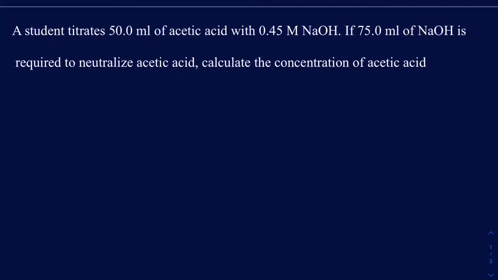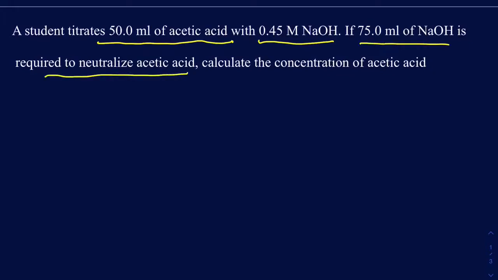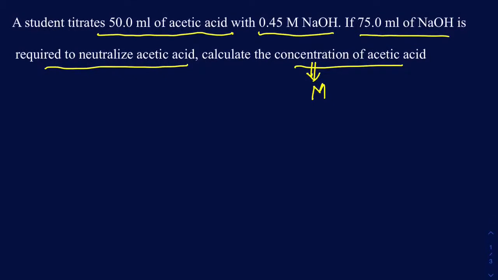It says a student titrates 50 milliliters of acetic acid with 0.45 molar NaOH, and if 75 milliliters of NaOH is required to neutralize the acetic acid, calculate the concentration of acetic acid. So in chemistry, when they say concentration, most likely they're talking about the molarity. So it's an uppercase M there. And if I look, the information I have, we're given the acetic acid, and we're given the NaOH.